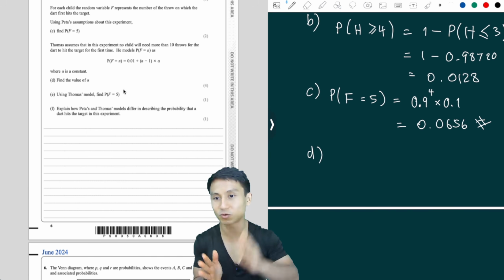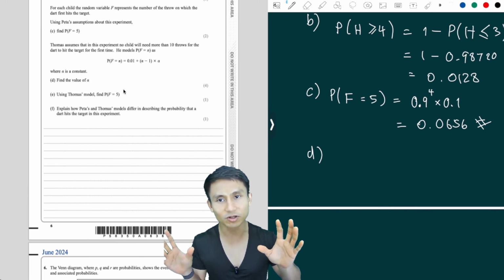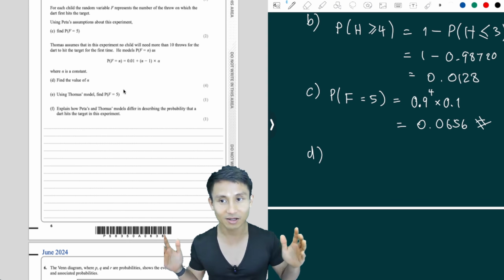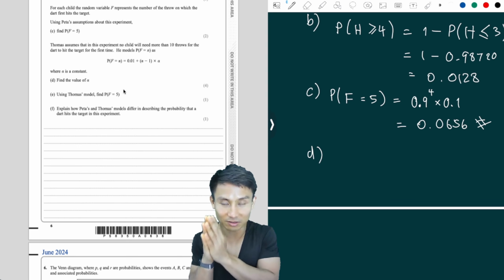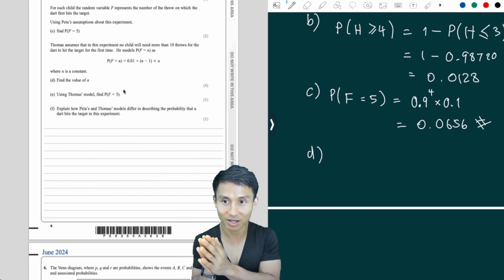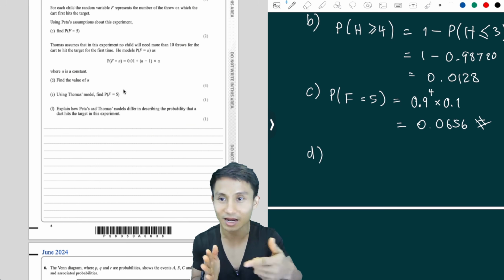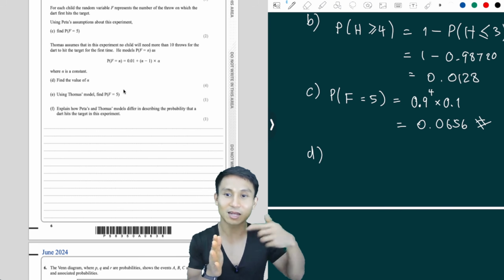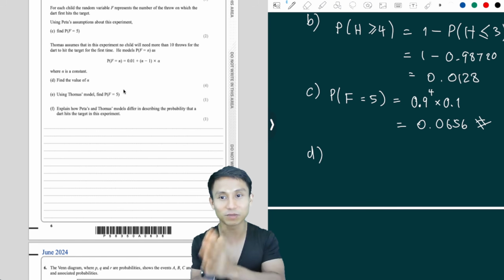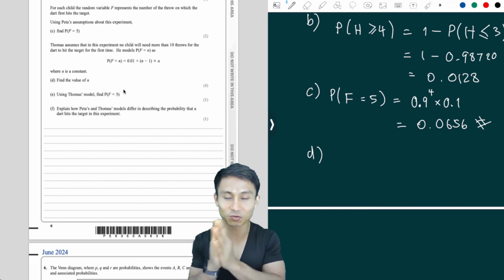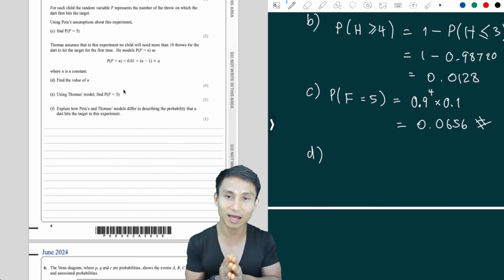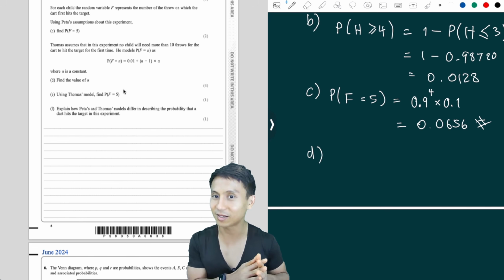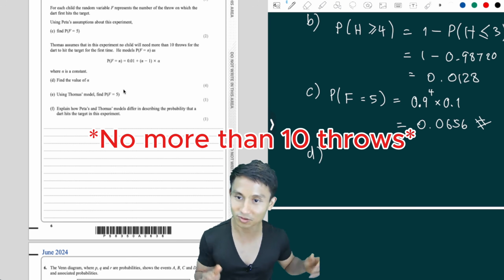So P(F = 1) equals 0 is not possible. If we expand all the probability distribution here, F is going to start from 1, because you stop when you get it. If you don't throw, you don't stop, so you've got to throw 1 time, and if you're lucky, you'll get it the first time. So the minimum value of n is 1, and the maximum value of n would be 10 because he assumes that they don't need more than 10 throws.